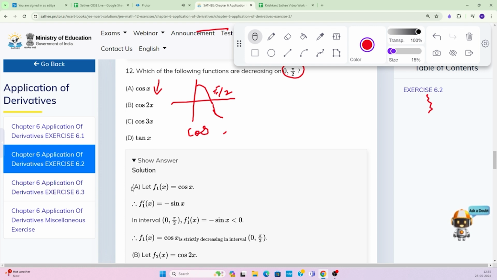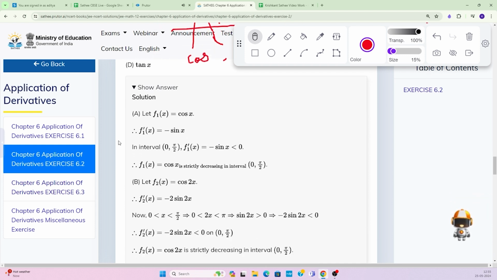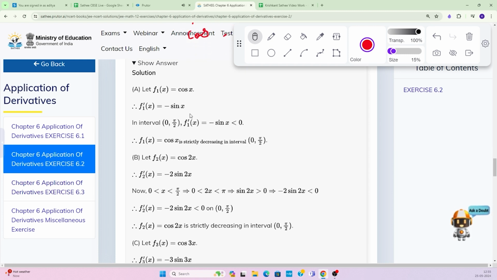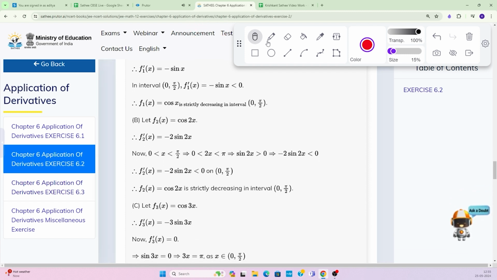So first derivative of the first part will be minus sin x, and minus sin x will give you what? The sin x in interval 0 to pi by 2 is always positive, but the minus sin x will be negative. So that's why it is decreasing. Okay, the first one is decreasing. If you try to see it by graph, you can directly see it. The derivative of the second will be minus 2 sin 2x.